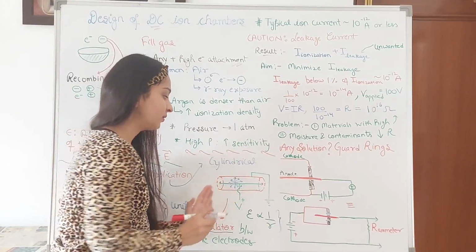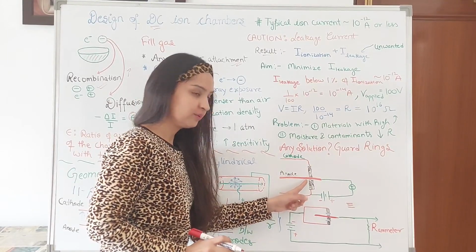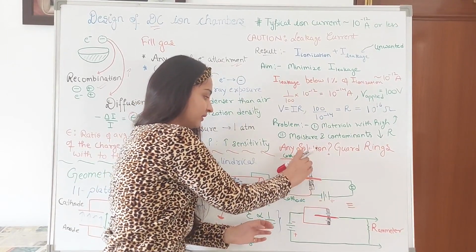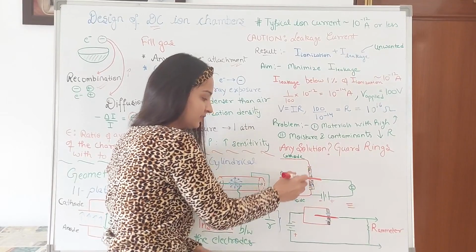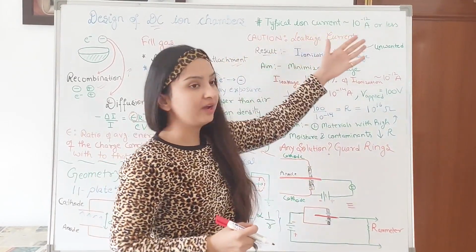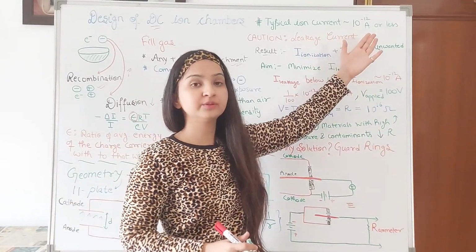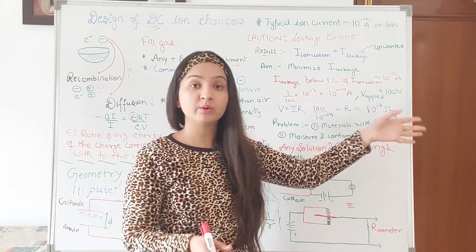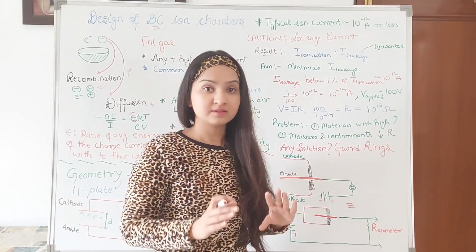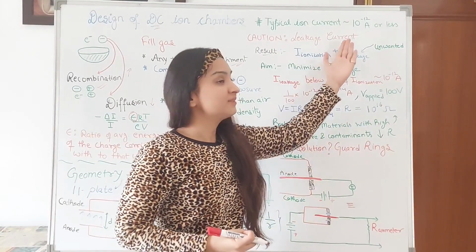So if you talk about one side of this cylinder, you have cathode over here and this is the anode wire. So you are separating these two electrodes with the help of this black insulator. Talking about the ionization current, the typical ion current which is observed from an ionization chamber is of the order of 10 to the power minus 12 ampere or even less than that. So this means that the current that you are getting is not much.